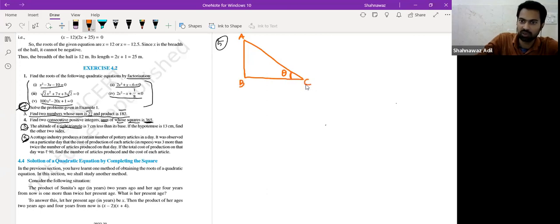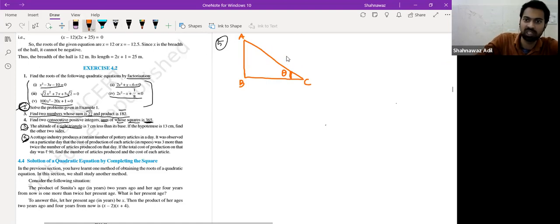Yes. So if this is the angle, what is the base then? This piece, and the other is the hypotenuse. Yes, this is the hypotenuse, right? Let me write it as h.